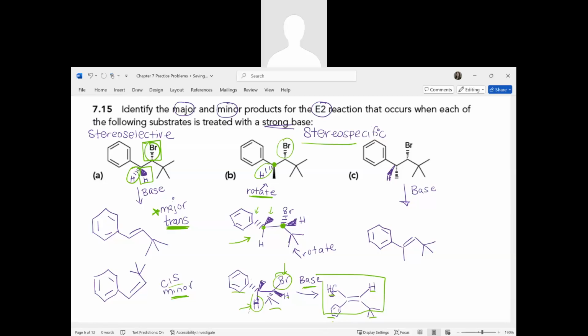And last, if we start with this substrate shown over here, what happens is when treated with a base, we will produce only one product, and it may appear that we would have to rotate this carbon-carbon bond, but the beta proton is already anti-periplanar with our leaving group because one is on a wedge and one is on a dash. So what we see is a stereospecific product.